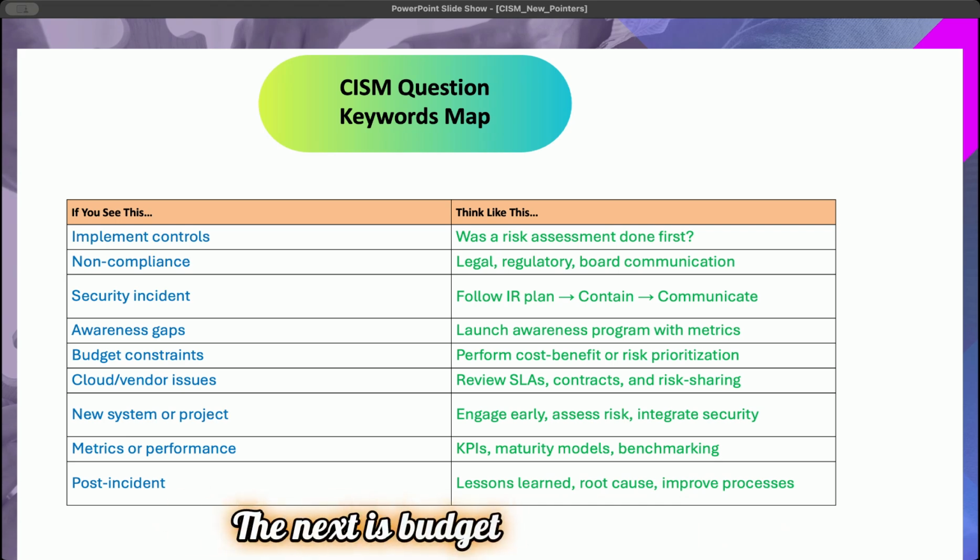The next is budget constraint. Ask the question: can we do a risk prioritization to focus on what matters most? Can we show cost benefit to justify funding? Your CISM mindset should be to choose the risk based control selection or business case development. Budget limits don't mean do nothing, it means do what matters most.